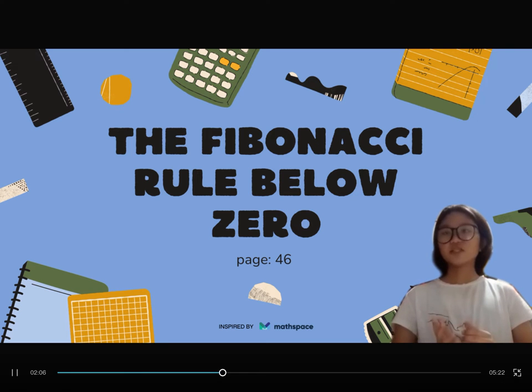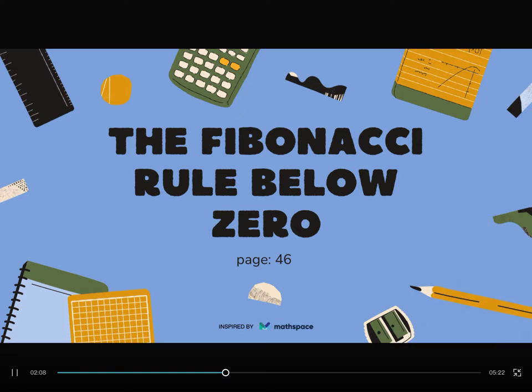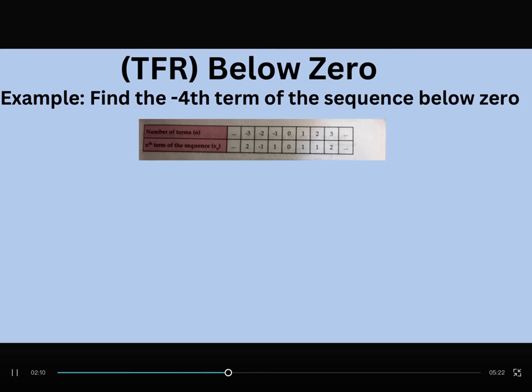Next we have the Fibonacci rule below 0. Example: find the negative fourth term of the sequence below 0. Number of terms: we have negative 3, negative 2, negative 1, 0, 1, 2, 3, and so on. And the nth term of the sequence is negative 2, negative 1, 0, 1, 2.